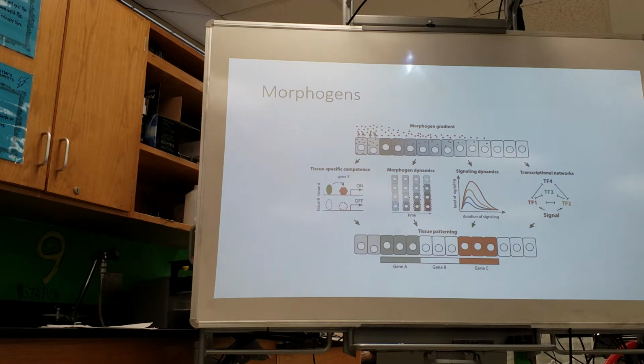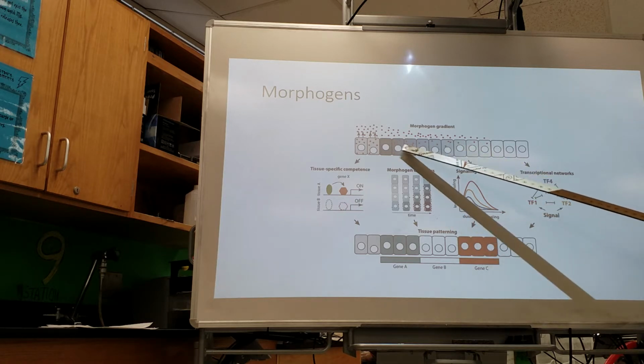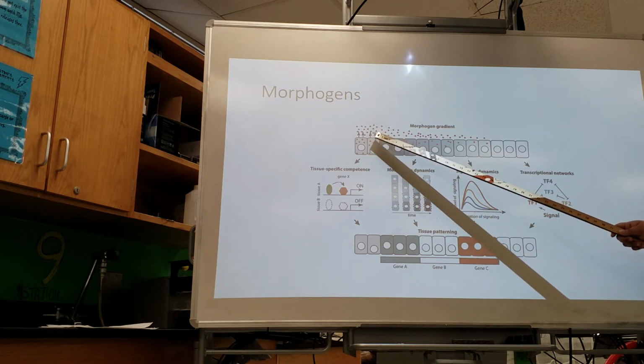You also have things like morphogens during development. These are things that help shape the body plan of an organism. So this cell will release it. This is paracrine signaling.